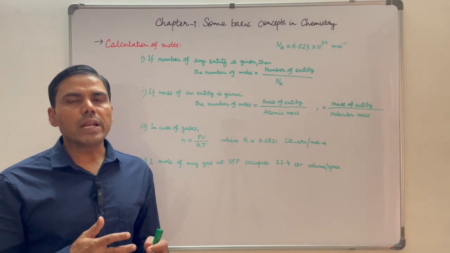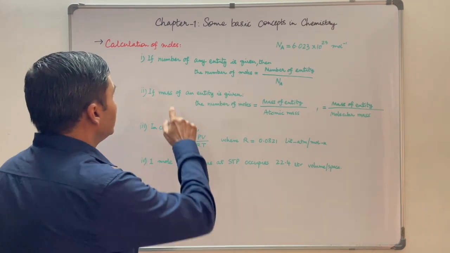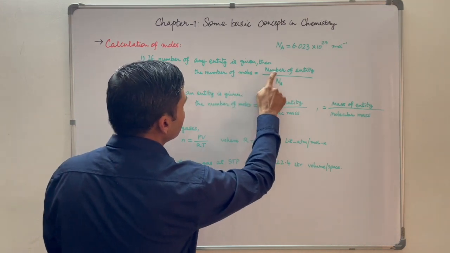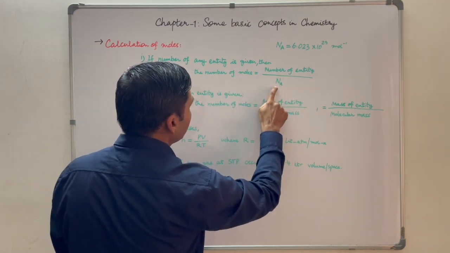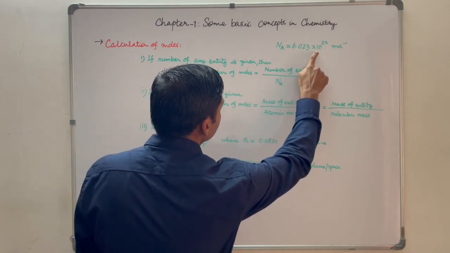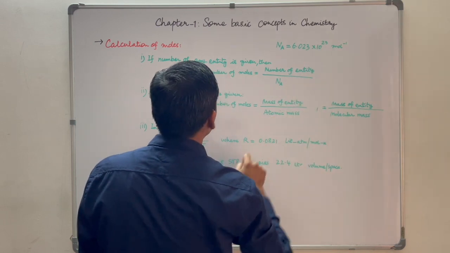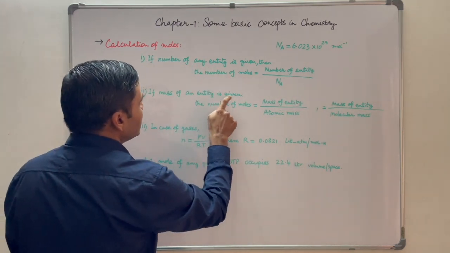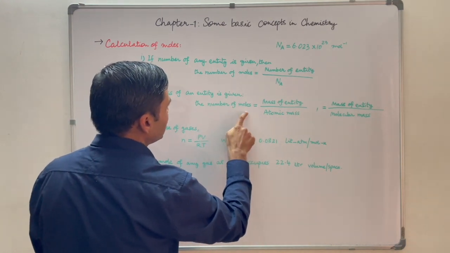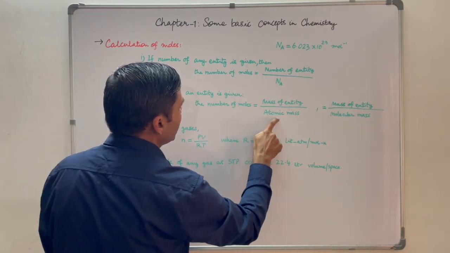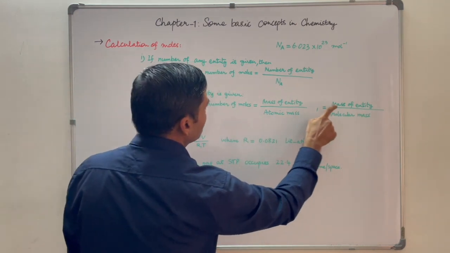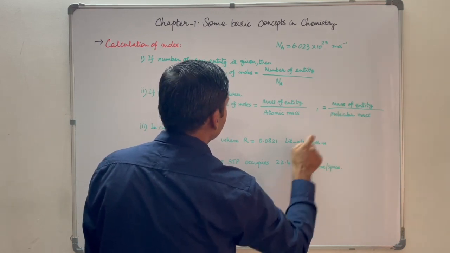Now let us see how to calculate number of moles. If number of any entity is given, then number of moles is equal to number of entity upon NA. NA is Avogadro constant. Its value is 6.023 into 10 to power 23 per mole. If mass of an entity is given, suppose mass of atoms is given, then number of moles is equal to mass of entity upon atomic mass. If mass of molecules is given, then number of moles is equal to mass of entity upon molecular mass.